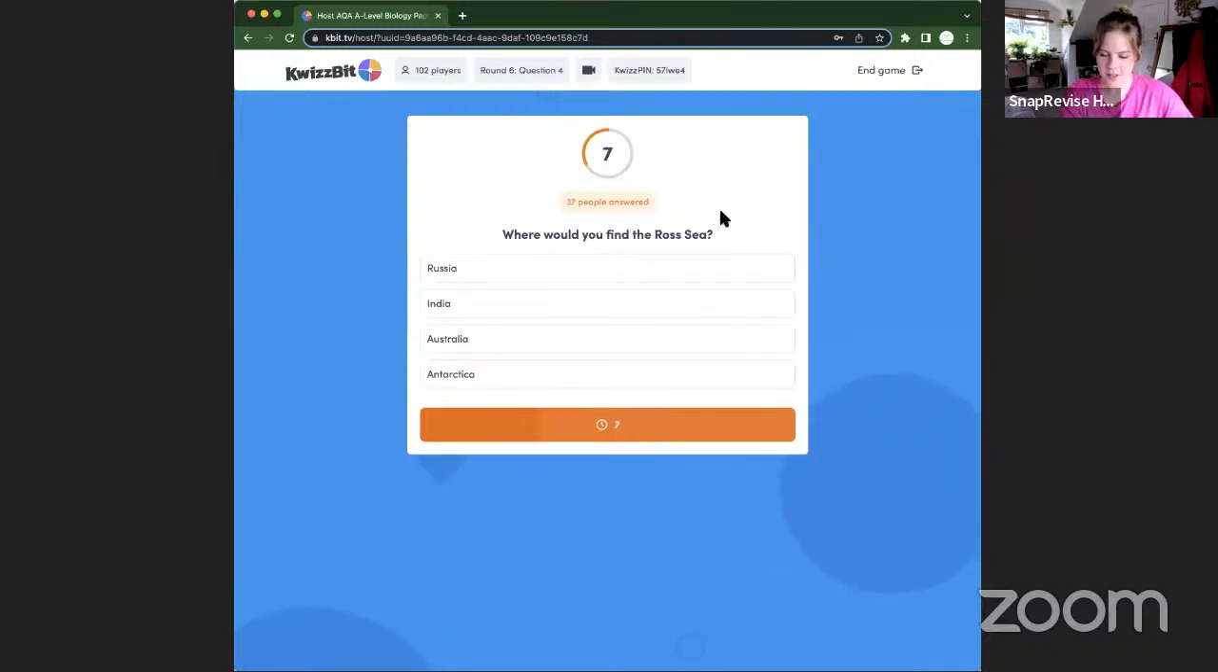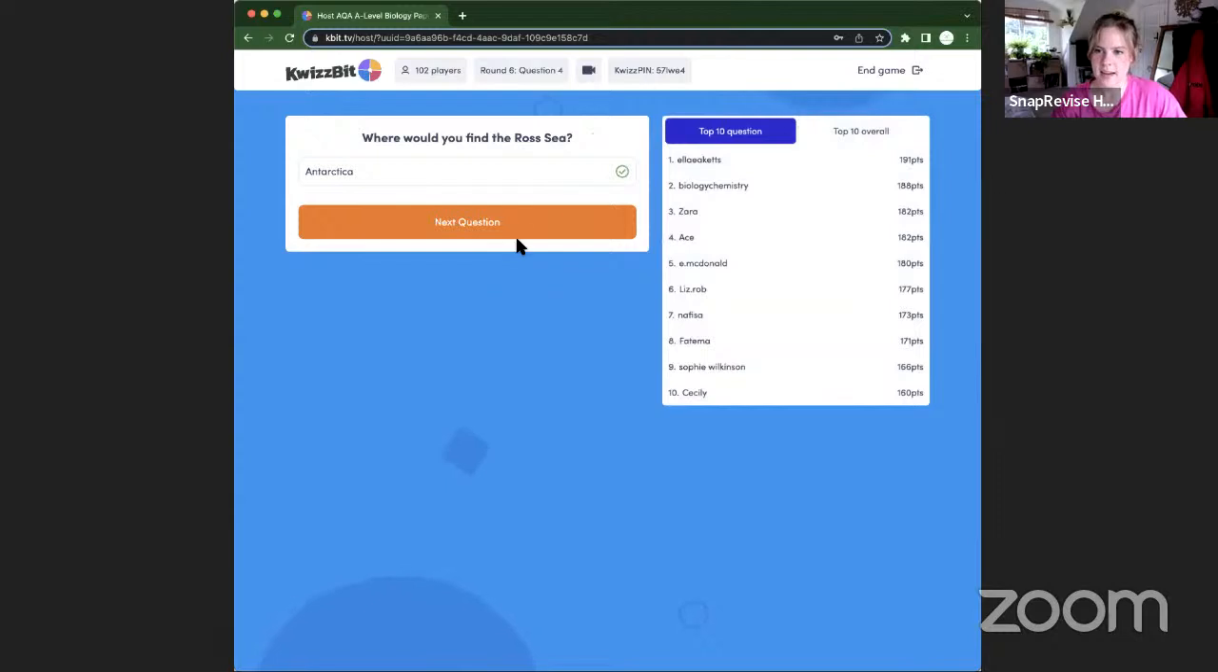Where in the world would you find the Ross Sea? Anyone been to the Ross Sea? I haven't. I'd like to go. This is in Antarctica.